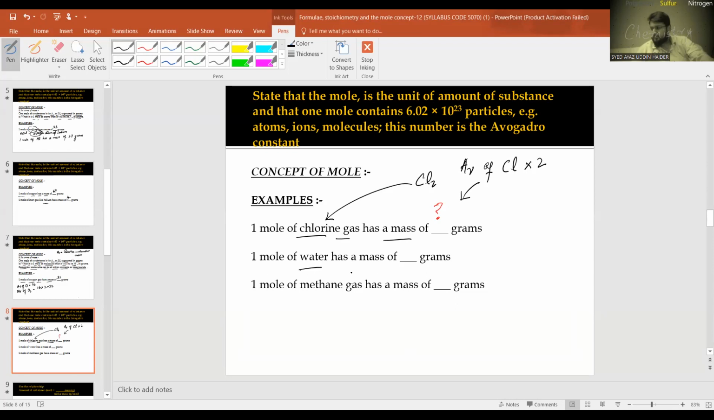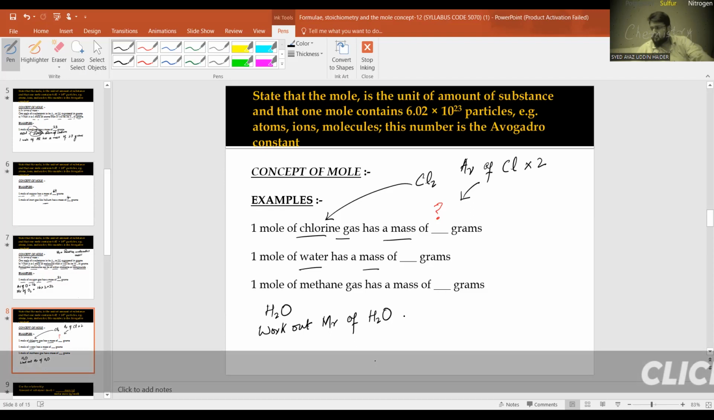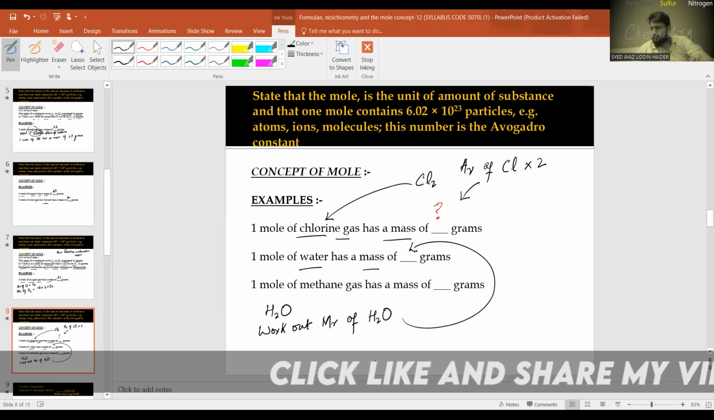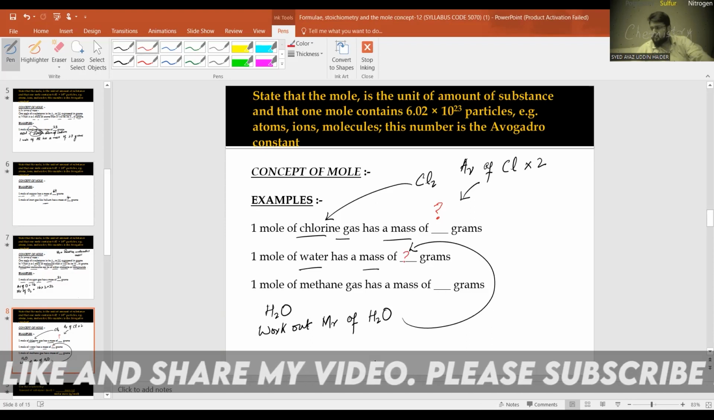1 mole of water has a mass of dash grams. What is the formula of water? The formula of water is H2O. So what you have to do is work out the MR of H2O. Then this will be expressed in grams. You will write it here. You'll do this by yourself.